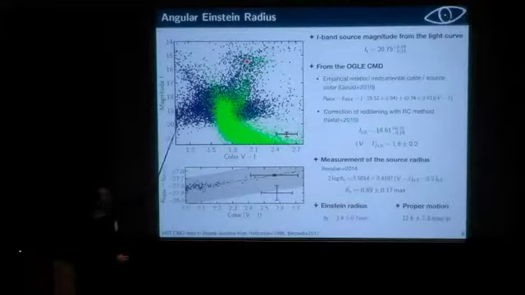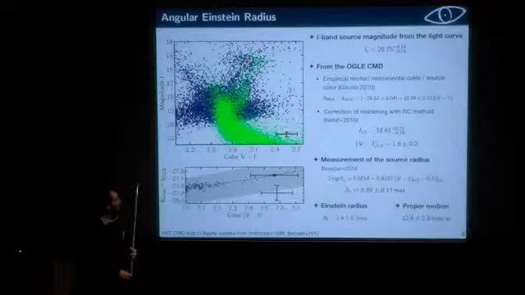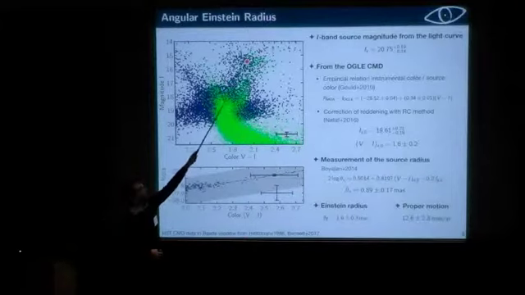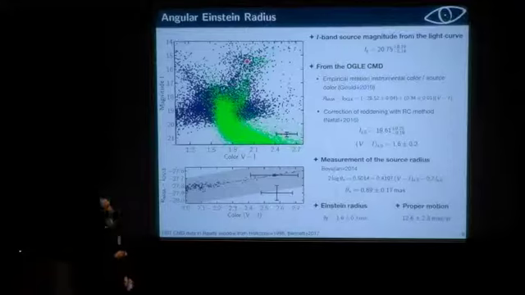This is in blue, the OGLE CMD. The green shows the CMD from the stars in the bad windows, obtained by HST. And by finding the location of the red clump, we can infer the extinction in the field.